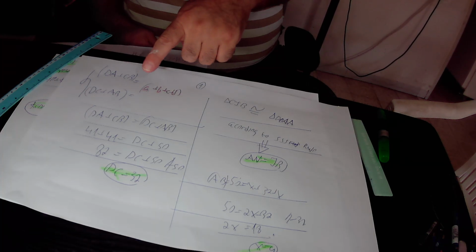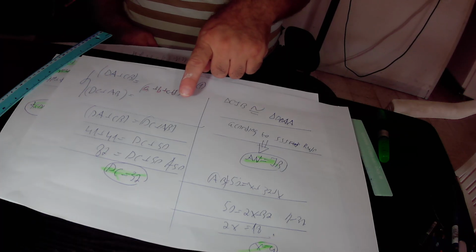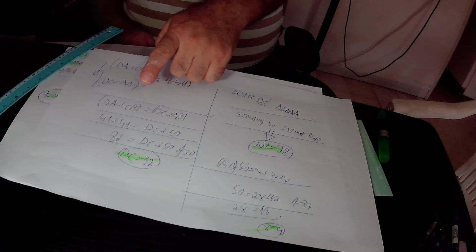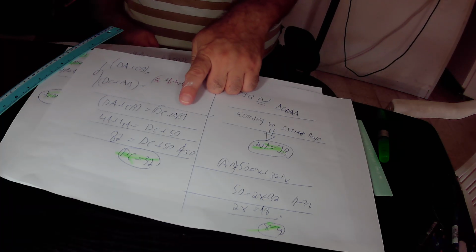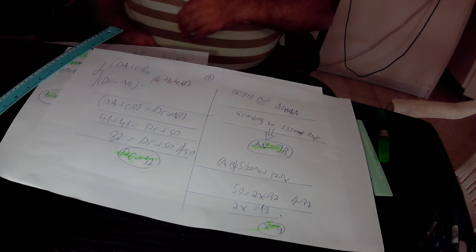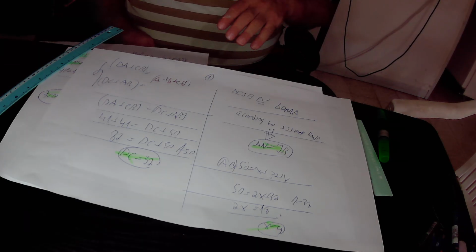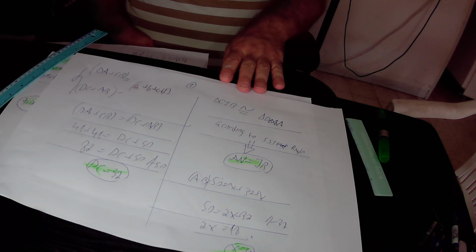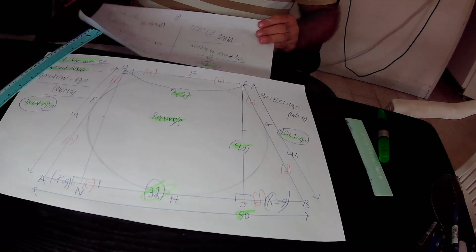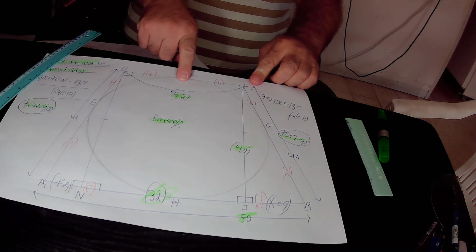DA is 41, CB is also 41, DC is the missing side, and AB is 50. 41 plus 41 is 82, equals DC plus 50. Here we subtract 50 from the equation and find out that 82 minus 50 is 32, so DC equals 32 units in length. This is the missing side DC, which equals 32 units in length.